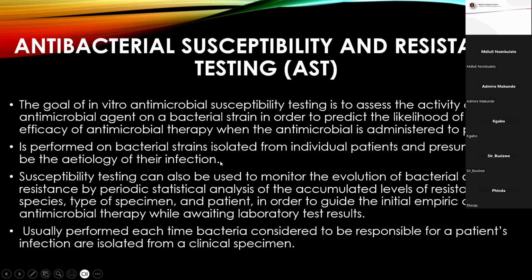So AST is performed per bacterial strain from those individuals who are presumed infected. This is the part where the laboratory plays a role in deciding whether an organism is normal flora or not normal flora. We don't usually do AST on normal flora, but I'll explain later the criteria on when to do the AST.